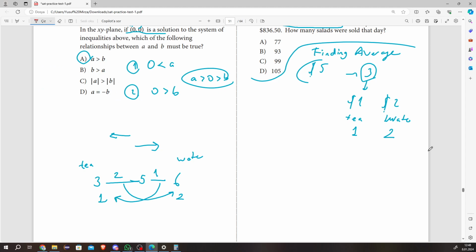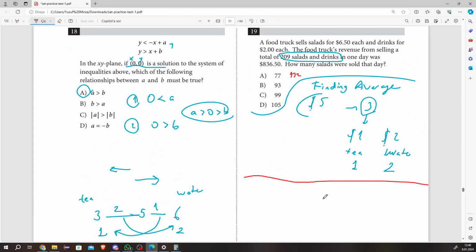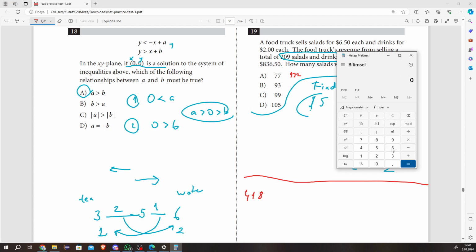I think it's easier, but you can use the try method also here. Just say 77 salads and, for example, 132 is for drinks, and let's calculate on the calculator. It's easy, but let's talk here about this new method. And if all of them are drinks, and if all of them are salad, let's work on the calculator.